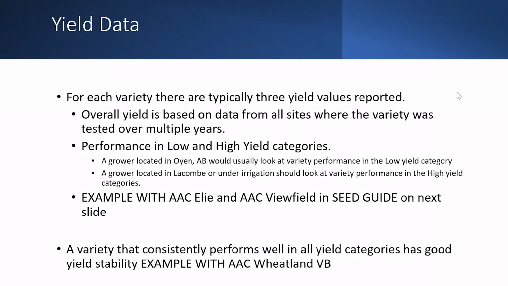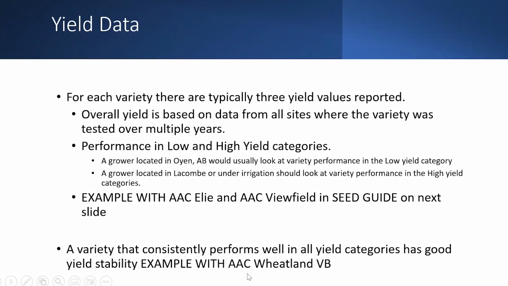But a grower who's located in Oyen, who probably has a typical yield around 40 bushels per acre, is going to look at variety performance in the low yield category, whereas a grower located in Lacombe or under irrigation, where they're pushing 80, 90, 100 bushels per acre of CWRS wheat, are going to be looking at variety performance in the high yield category. So on the next slide, we're going to look at the table and go through an example with Eli, Viewfield, and also with Wheatland.